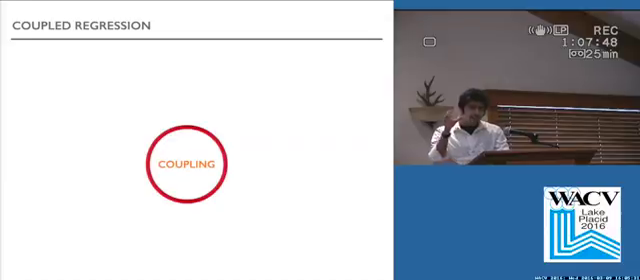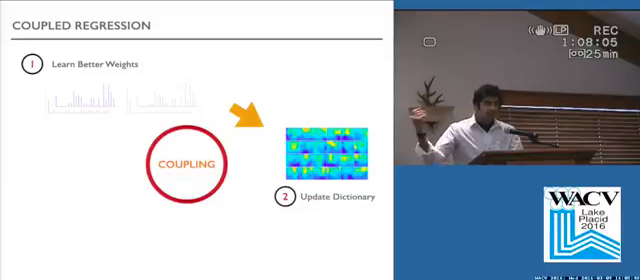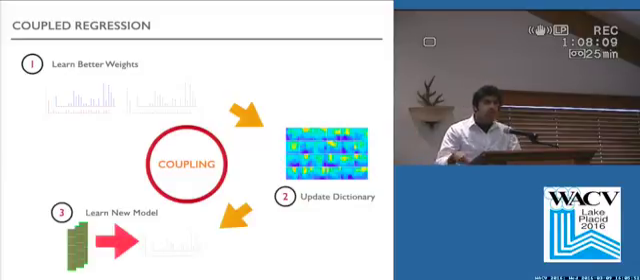For that, we introduce this procedure known as coupling. Coupling says you want to find a better set of weights. A better set of weights are weights that will increase the reconstructability, but will at the same time be very predictable. You can use these weights to update your dictionary and get a better dictionary, and you can use your dictionary to improve your model further, and then you can repeat that.